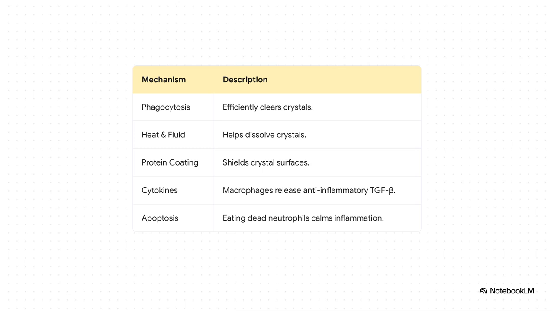The body's clearing out the crystals. The heat and fluid from the inflammation itself actually helps dissolve more crystals. And proteins in the joint fluid start coating the remaining ones, making them less inflammatory. Then the macrophages start secreting anti-inflammatory signals. And here's what's really cool. When those macrophages start cleaning up and eating the dead neutrophils, it literally flips a switch inside them, turning them from pro-inflammatory to anti-inflammatory cells.